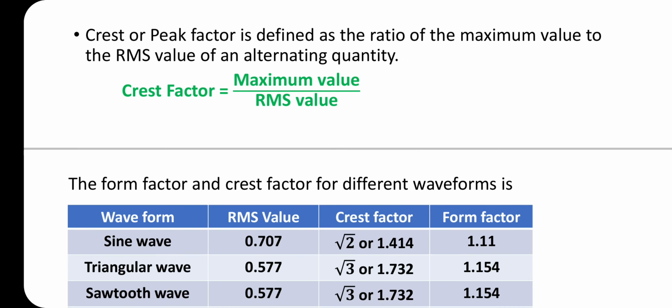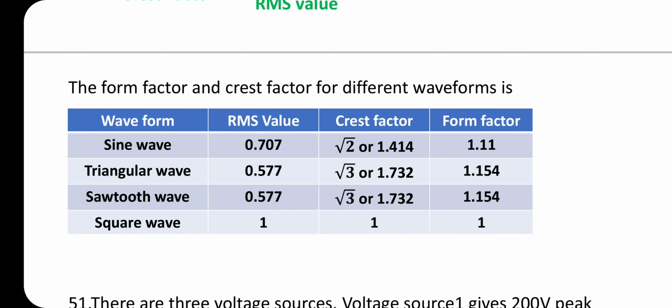Crest or peak factor is defined as the ratio of the maximum value to the RMS value of an alternating quantity. Crest factor equal to maximum value divided by RMS value. The form factor and crest factor for different waveforms: for sine wave, RMS value equal to 0.707, crest factor is root 2 or 1.414, and form factor is 1.11.